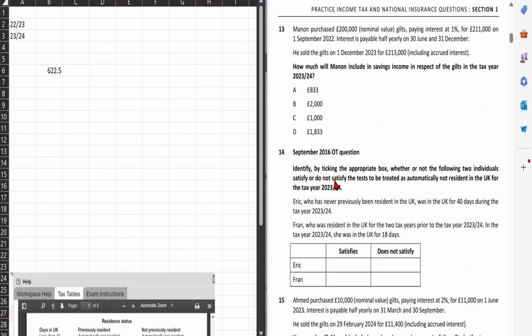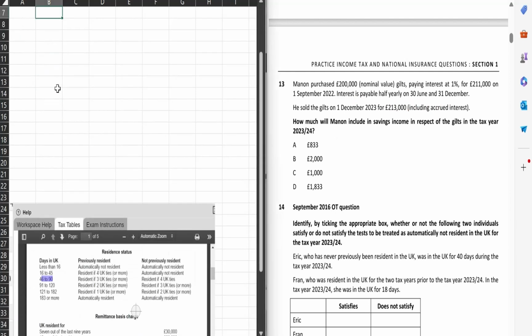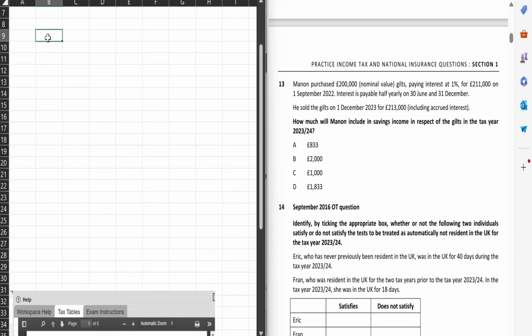Okay. So how much will Moon include in savings income in respect of the gilts in the tax year 2024? Basically, they are talking about the gilts. Moon has purchased 200 nominal value gilts paying interest of 1% for 211,000 on 1st September 2022. Interest is payable half yearly on 30 June and 31st December. So listen carefully regarding this question. Basically, Moon has purchased this gilt on 1st September 2022, right?